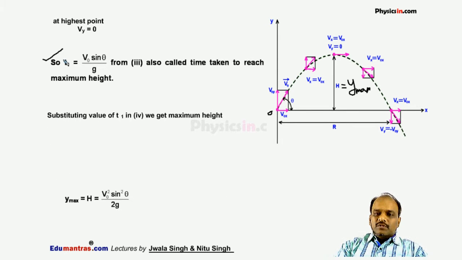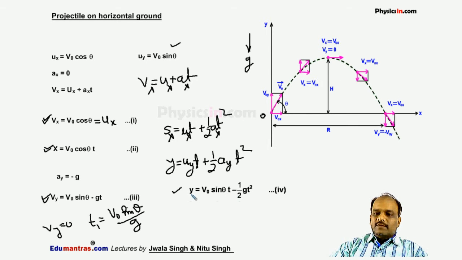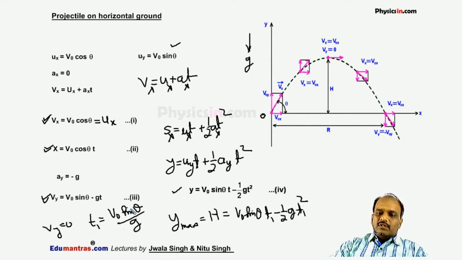If we substitute the value of this t1 in this expression, y as a function of time, then it will give me y maximum. So y maximum is written as h, and it comes out to be v naught sin theta into t1 minus 1 by 2 g into t1 square. The value of t1, that is v naught sin theta by g, I will substitute here in this y max. It will give me the maximum height attained by the particle.